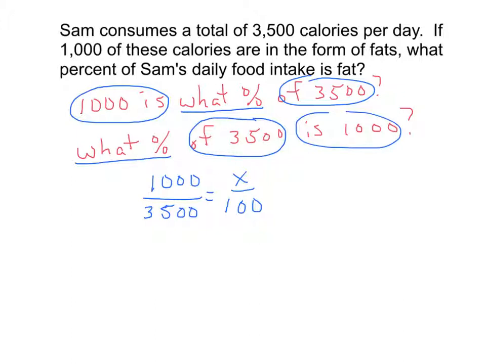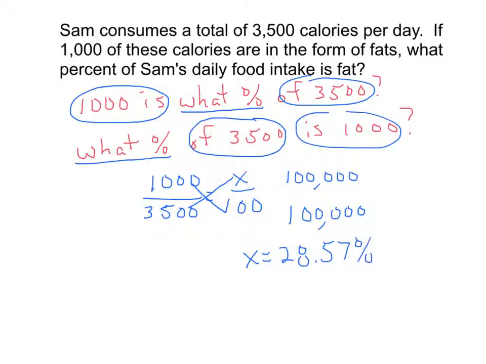When I go through and solve that, I know I need to multiply 1,000 times 100. 1,000 times 100 is going to give me an answer of 100,000. So I know the 3,500 times x also has to equal 100,000. And now if I divide 100,000 by that 3,500, I'm going to get an answer, and my answer in this case is going to give me a percentage. It's approximately 28.57 when you use a calculator. And I would say that the answer to this is 28.57%.